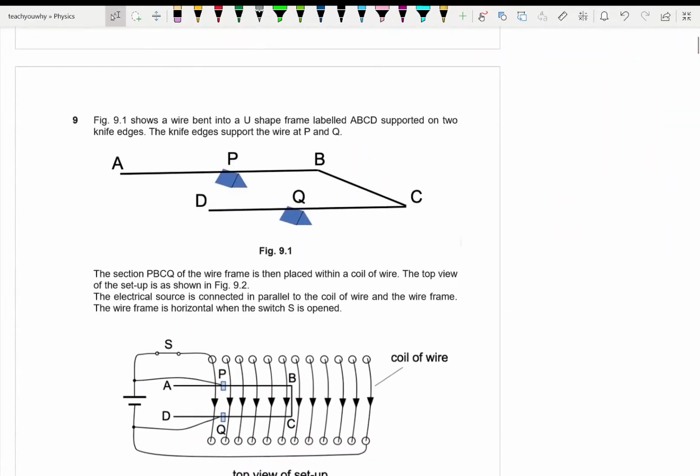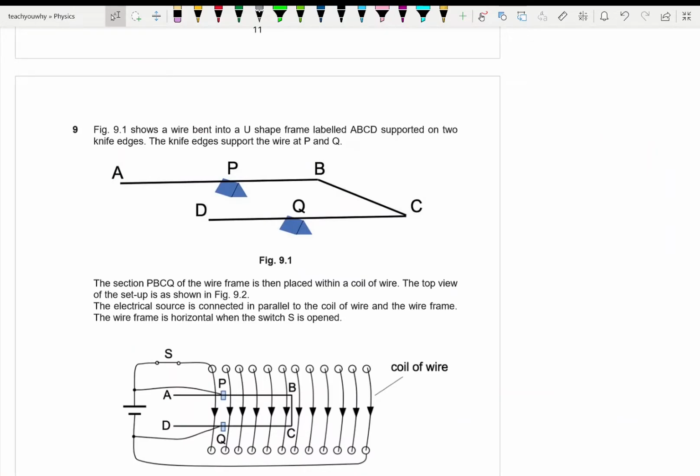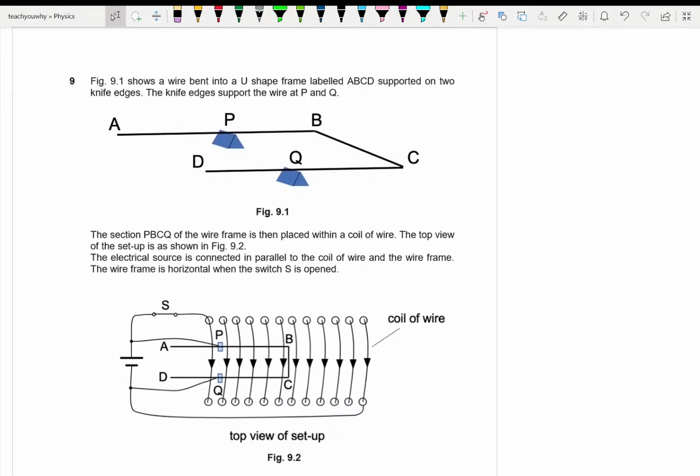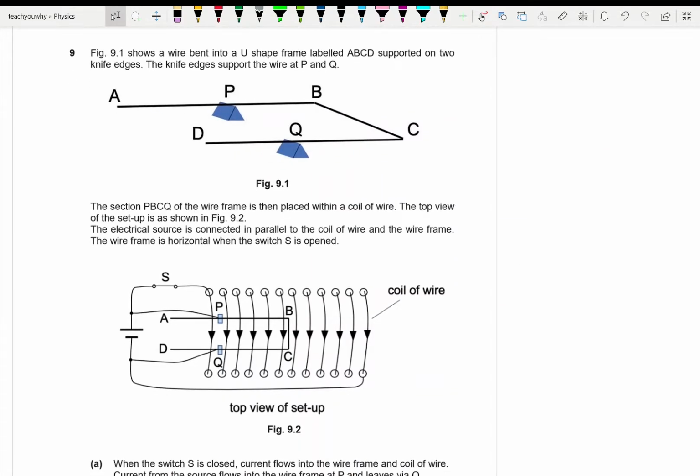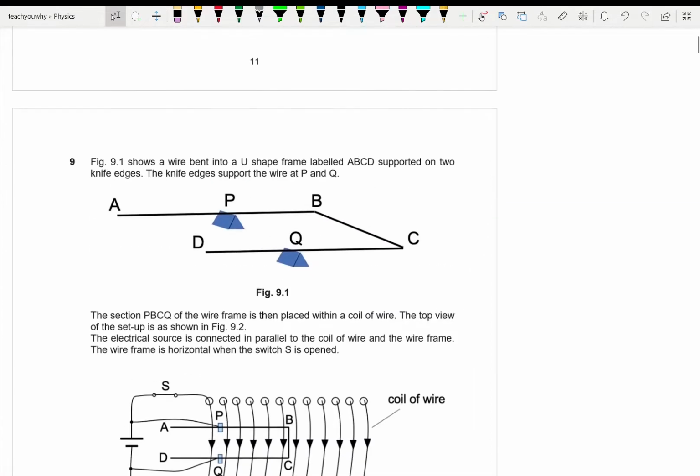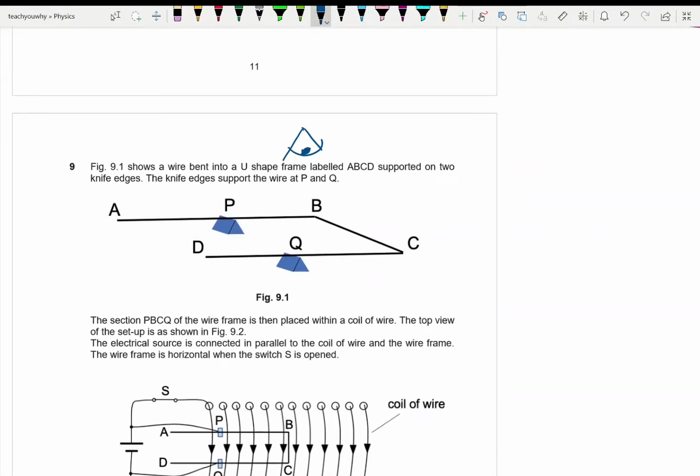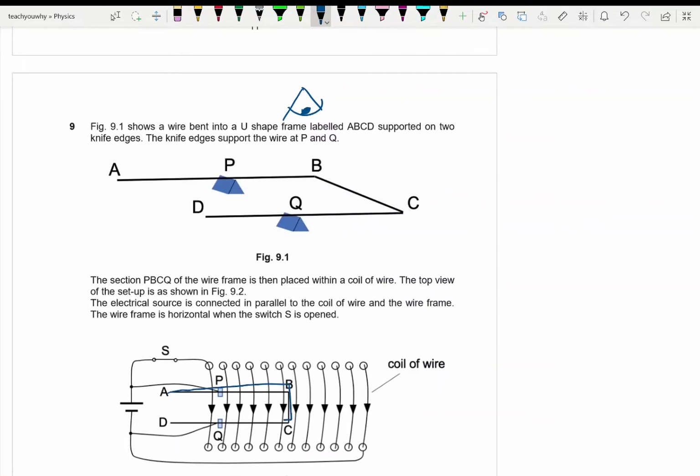So the next question is on electromagnetism. We have a wire bent to a U-shaped frame labeled ABCD supported on two knife edges. The knife edges support the wire at P and Q. The section PBCQ of the wire frame is then placed within a coil of wire. The top view is as shown. So that means you look from the top, imagine it from a bird's eye view, you're looking at this. So that's why this part here.